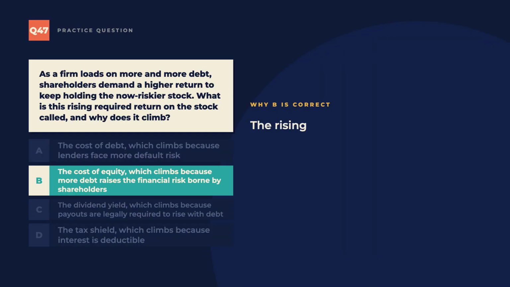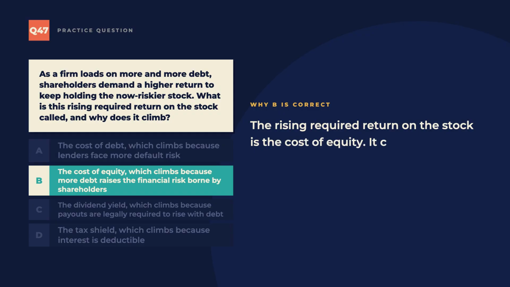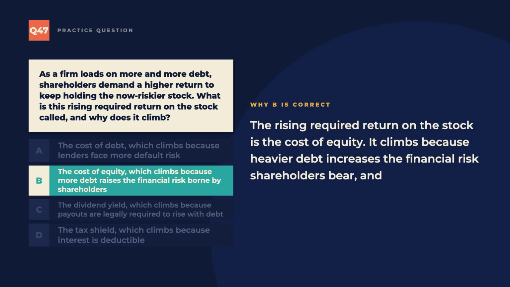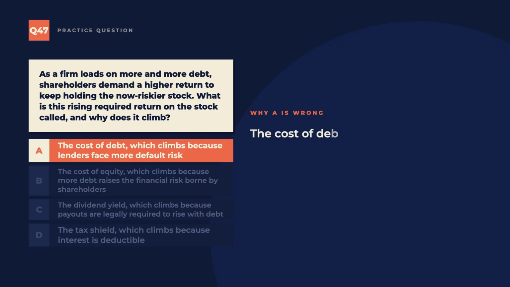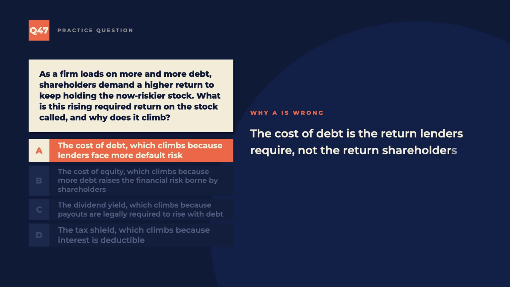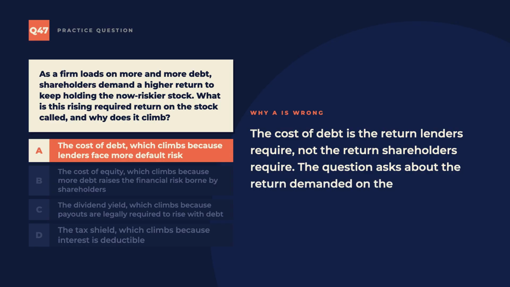B is correct because the rising required return on the stock is the cost of equity. It climbs because heavier debt increases the financial risk shareholders bear, and they demand more compensation for holding a more volatile residual claim. A is wrong because the cost of debt is the return lenders require, not the return shareholders require. The question asks about the return demanded on the stock, which is the cost of equity.